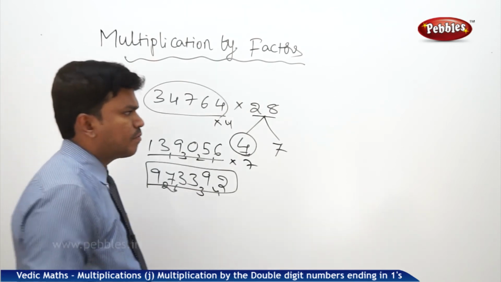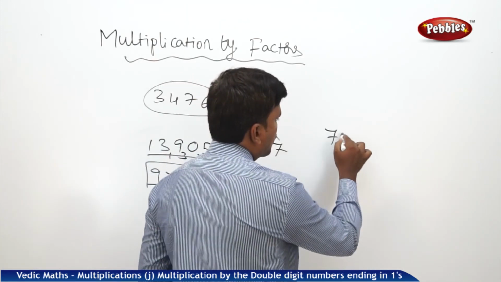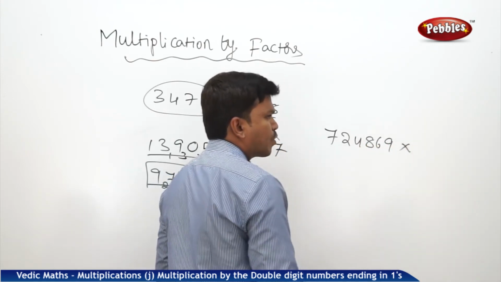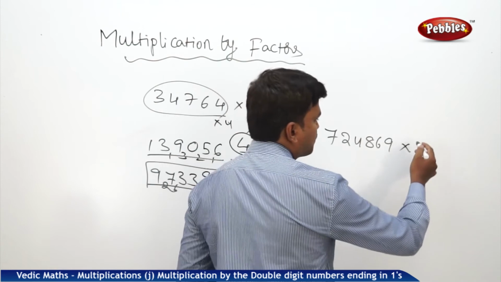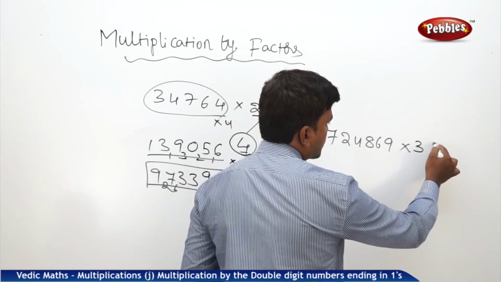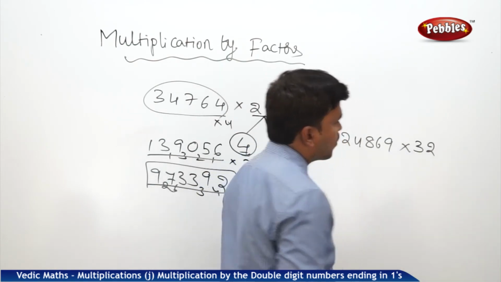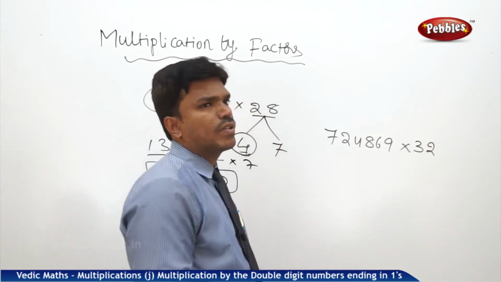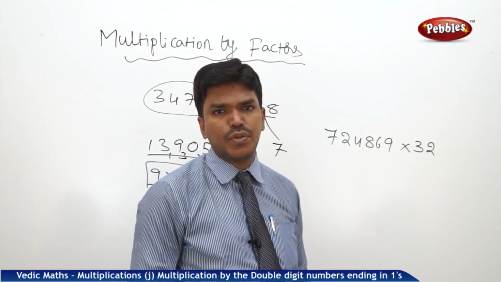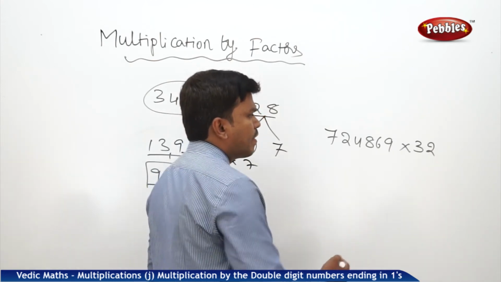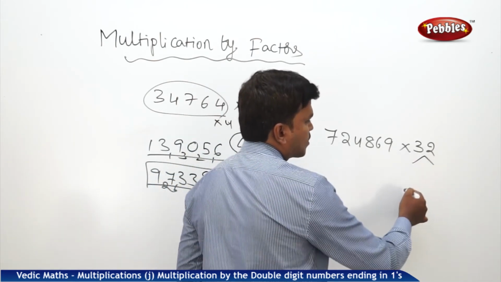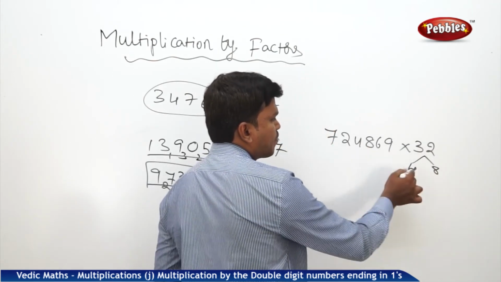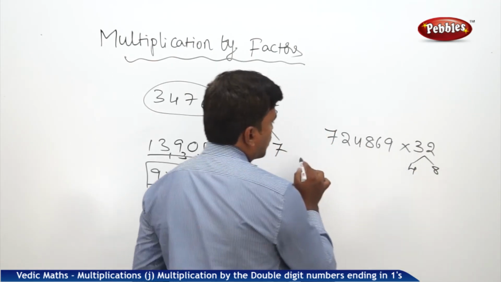One more example. 724869, and say I want to multiply this number by 32. Now see, I don't know the 32 table. So what I will do, I will simply divide 32 into two factors, that is 4 and 8. First I will multiply this number by 4.